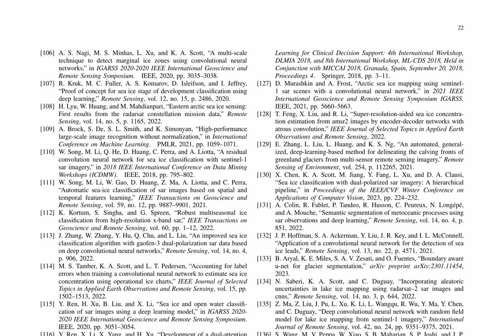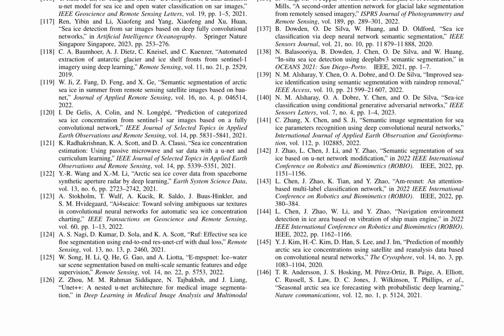The research also touches upon the issue of label errors in training datasets and their impact on model performance. It discusses strategies for mitigating these errors, including the use of aleatoric uncertainties and end-to-end ResUNet models. Additionally, the study highlights the potential for integrating data from multiple sensors, such as SAR and passive microwave sensors, to enhance the reliability of sea ice classification and concentration estimation.